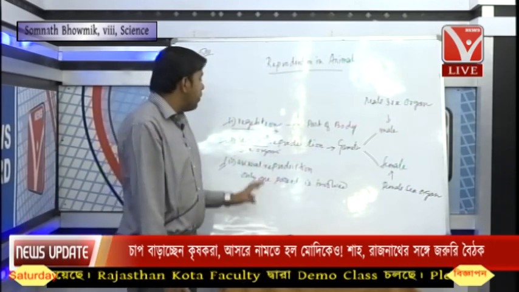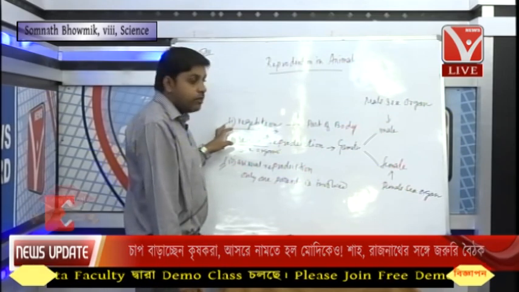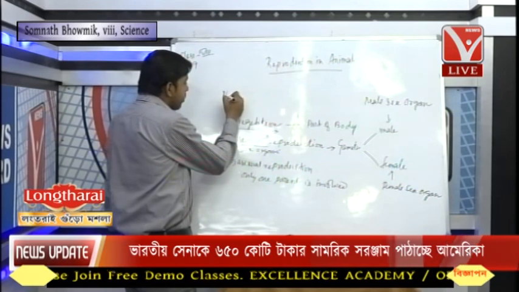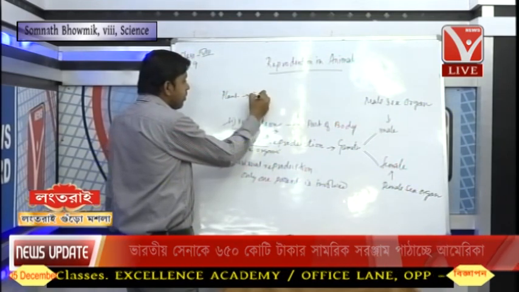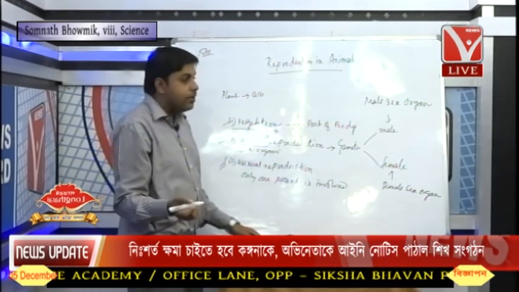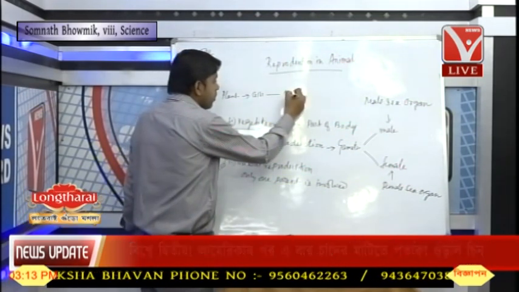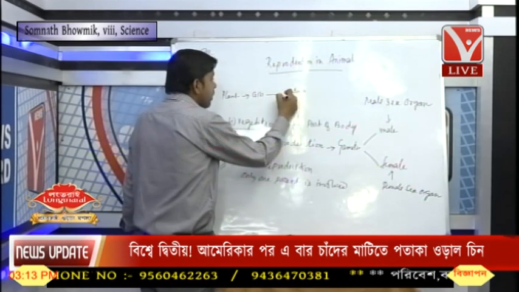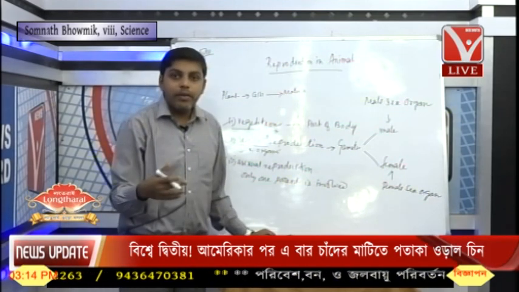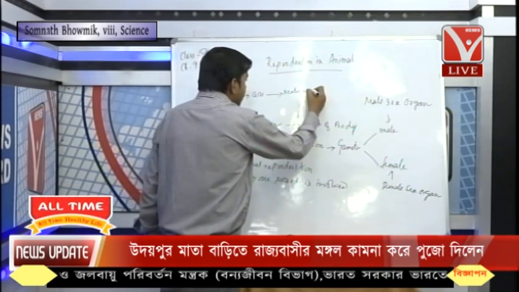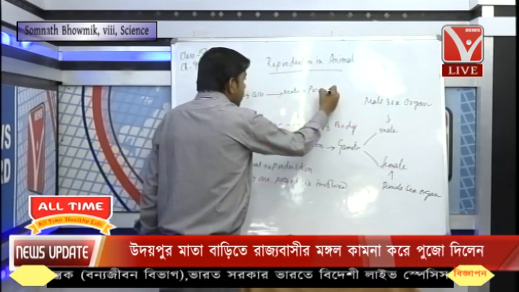Now why is vegetative reproduction not observed in animals? Because in plants, the cells mature. When they mature, they lose their ability for cell division. At that time they are called permanent cells.